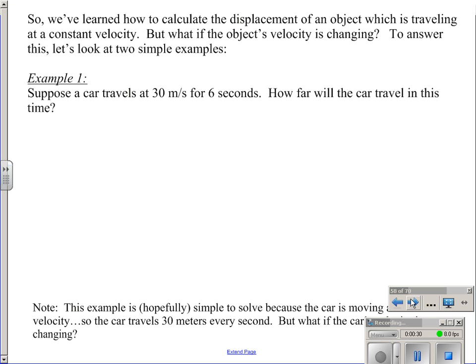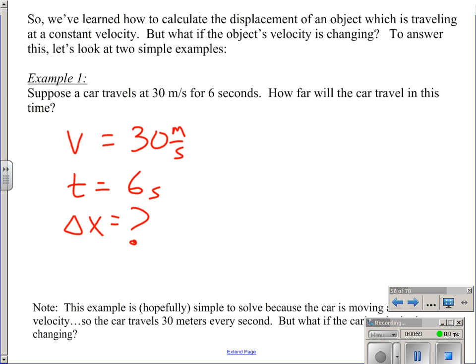In example one, it says, suppose a car travels at 30 meters a second for 6 seconds. How far will the car travel in this time? Take a second, pause it, and see if you can figure this out. Okay, cool. You're going to start by writing down what you know. We know the velocity of the car is 30 meters a second. We know that the time is 6 seconds. And we're trying to find out how far the car will go, so we're looking for displacement.